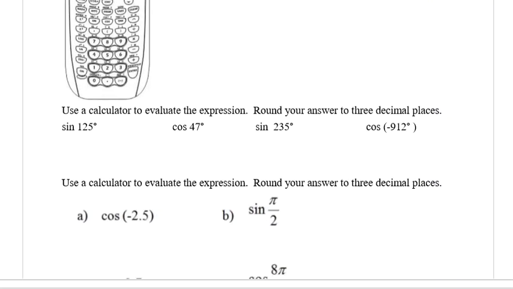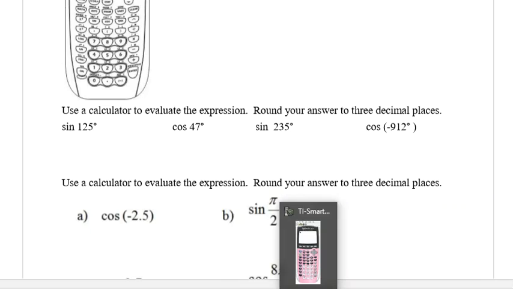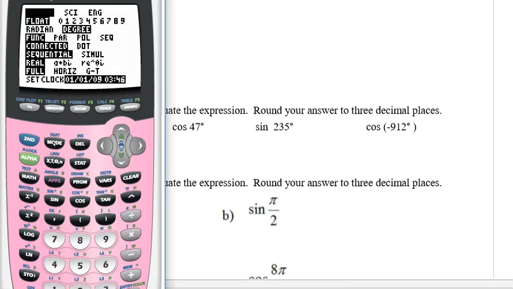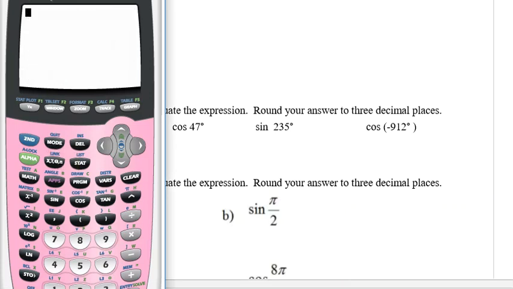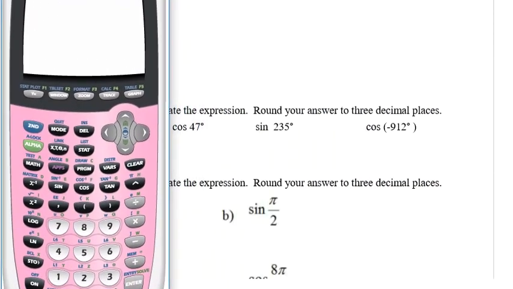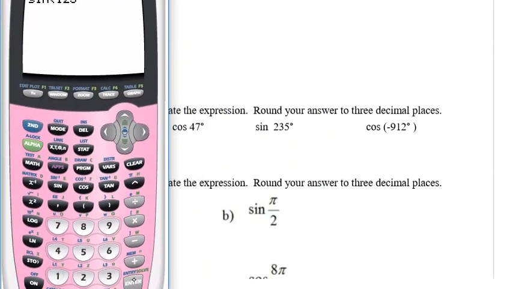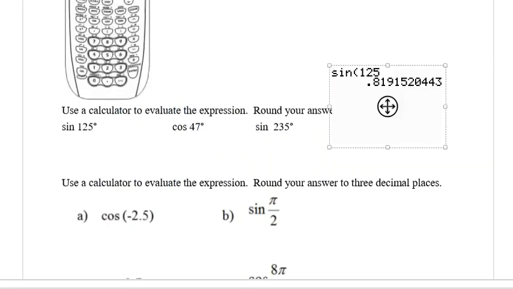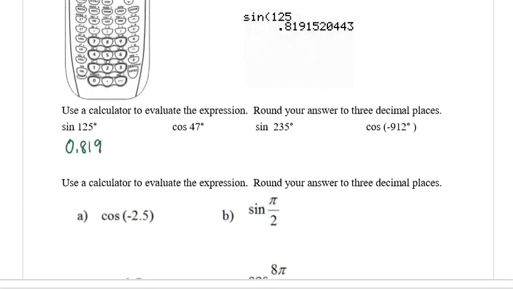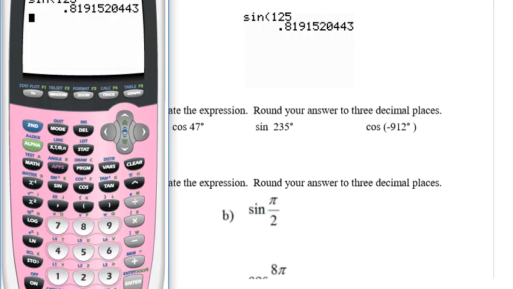So I'm going to do these first ones, sine of 125. First thing I notice, these are all in degrees, so I double check my calculator is in degrees. Now the sine, cosine, and tangent buttons are right here. The first one was sine of 125. It wants me to round my answer to 3 decimal places, so we're going to write 0.819. And 3 decimal places means I want 3 numbers after my decimal point.